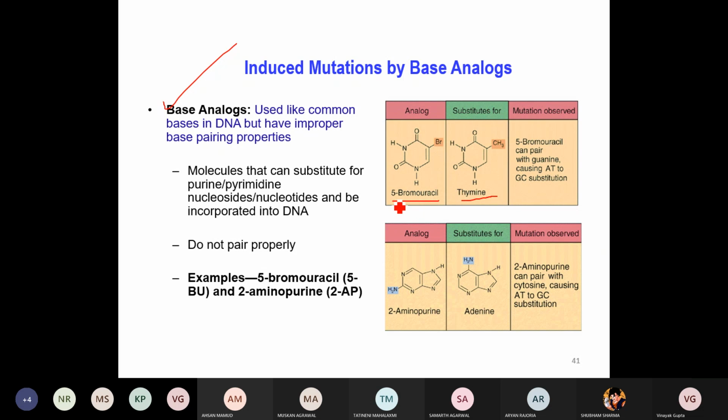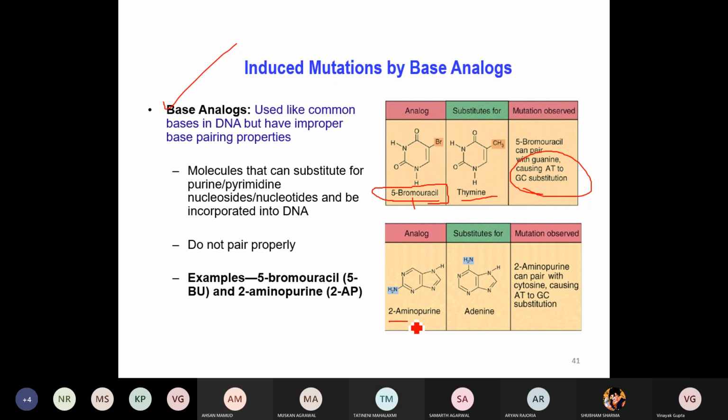If you compare the structure here, 5-bromouracil is an analog of thymine. If you are growing your cells in the presence of 5-bromouracil, what is going to happen? During DNA replication, 5-bromouracil will be incorporated into the DNA in place of thymine. The ultimate outcome is the same, GC to AT or AT to GC, which you can see here. You can do the same practice which I just showed a few minutes ago, to get GC to AT by the same mechanism.